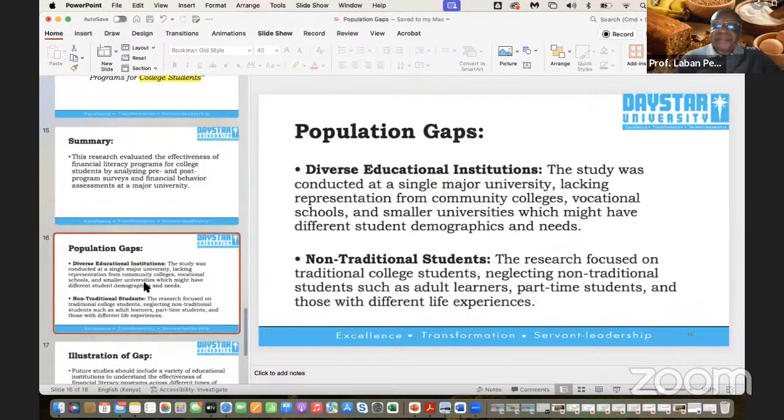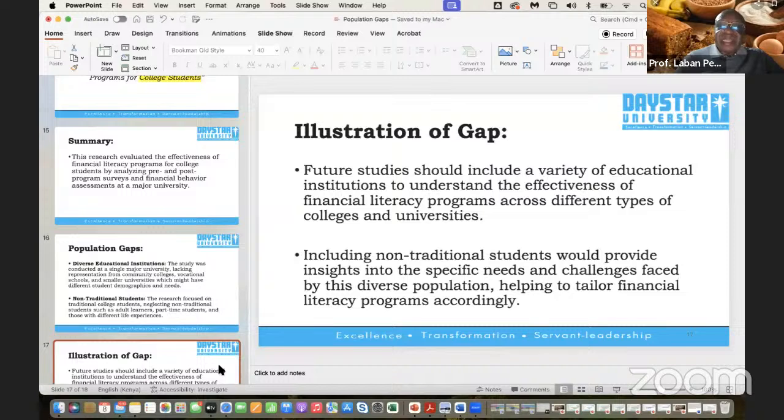Look at the gaps, the population gap, diverse educational institutions. The study was conducted at a single major university, lacking representation from community colleges, vocational schools, and smaller universities which might have different student demographics and needs. Non-traditional students. The research focused on traditional college students, neglecting non-traditional students, such as adult learners, like the people online now, part-time students, and those with different life experiences. You see, you have found an area to study by being particular about the gap.